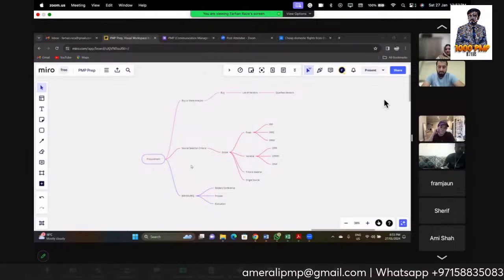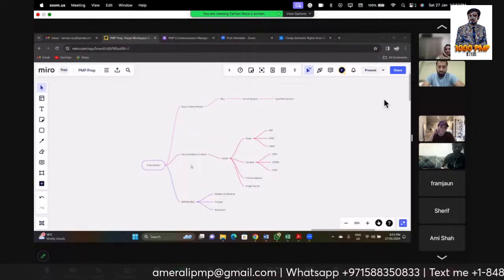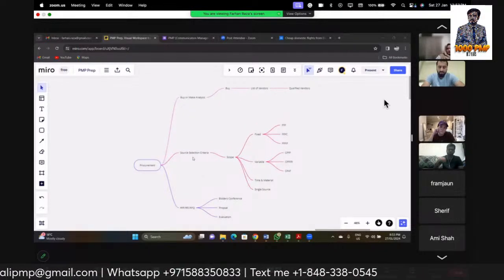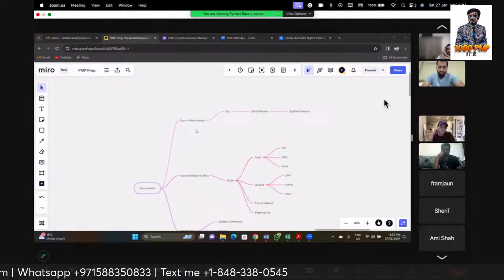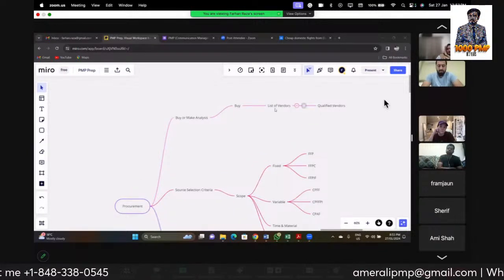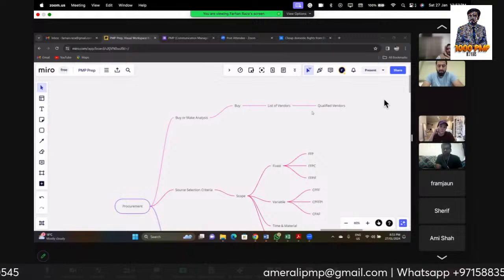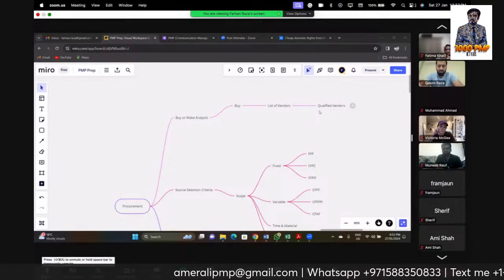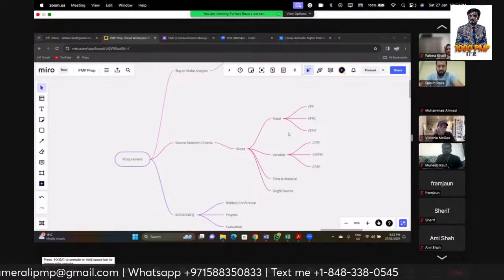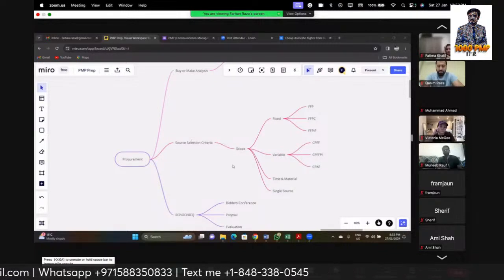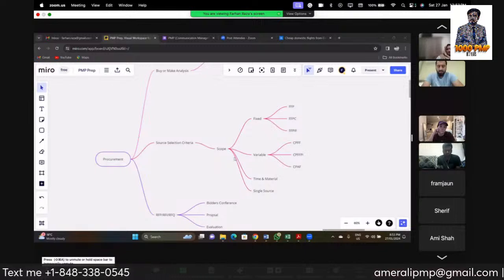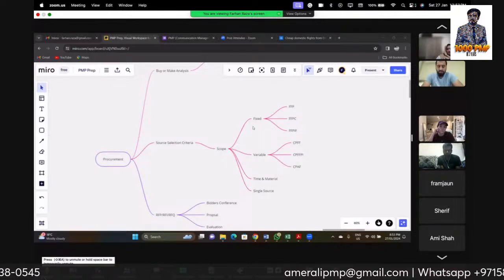I can go through the procurement one if you want, because we have time to manage. So in procurement, the first thing you do is a make or buy analysis. If you're going to buy, we have to have the list of vendors as per the qualified vendors list, so vendor qualification has to be done. We follow that qualified vendors list. In the source selection criteria, we have to write down the scope of what we are going to buy. Then we will go to the market and we will have different forms of contracts.